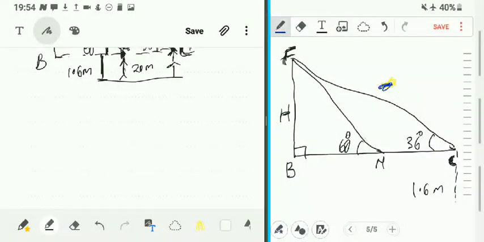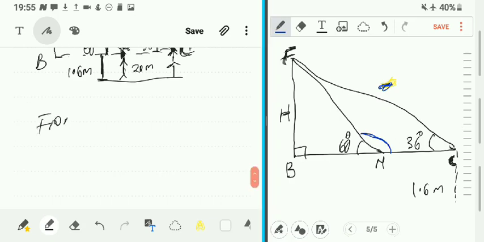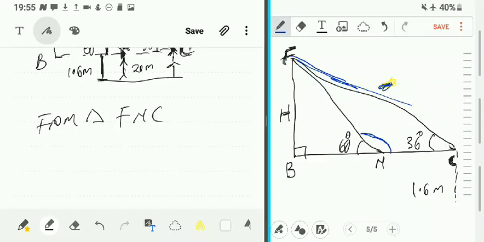So now to get the side, let's first of all get this angle FNC. So from triangle FNC, that's this triangle here, F to N to C, I'm splitting the triangle. So from triangle FNC, it's looking quite rough.